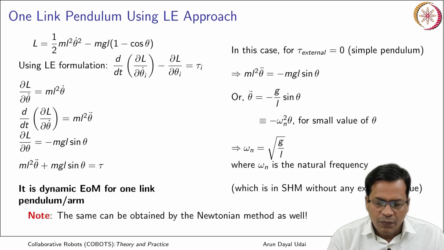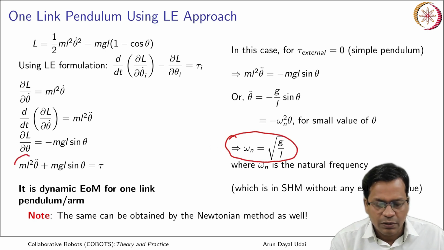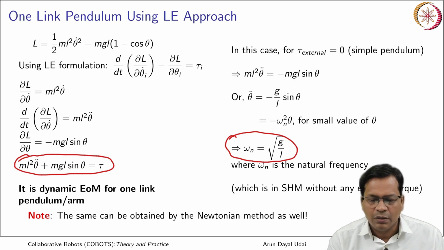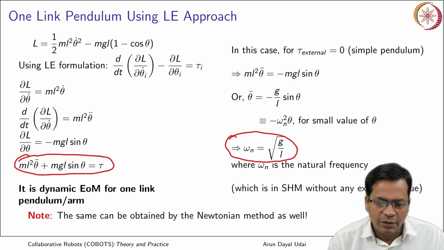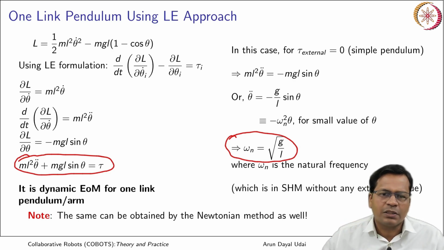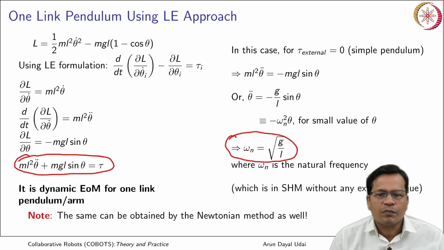Again the same equation of motion can be obtained using our standard approach, that is the Newtonian method, as well. But in this case we find it easier doing using the Lagrange-Euler approach if it is a multi-dimensional system. You have an n degree of freedom system like a serial robot. For those it is very helpful. So, that is all for this lecture.